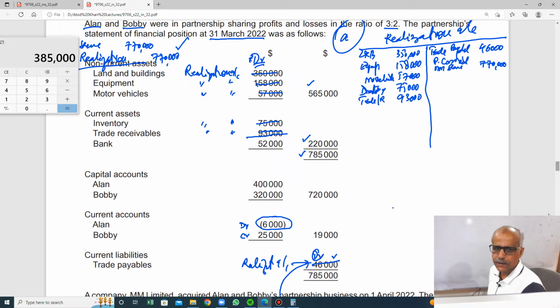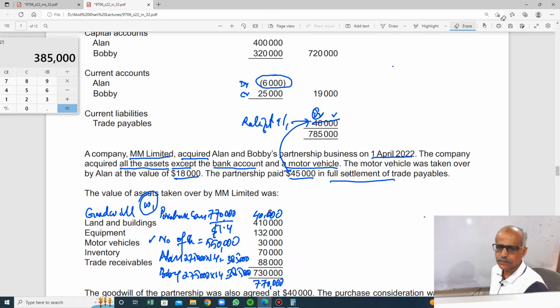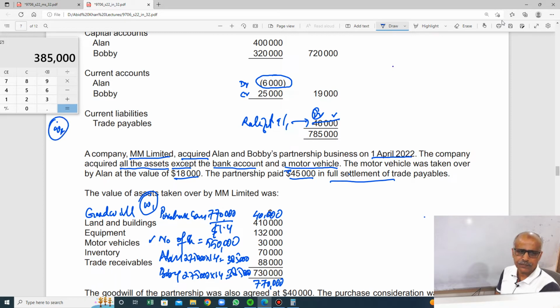And what the Alan is taking this vehicle, motor vehicle. The company acquired all the assets except the bank account and motor vehicle. The motor vehicle was taken over by Alan at a value of 18,000. So what the entry, we are not supposed to make entry, but this is some sort of a working. How this will be, Alan capital you will debit, because he is not giving you money, so you will debit his capital 18,000, and 18,000, because now vehicle is not there, you have to write it off from your book, you have closed it down, and you have taken motor vehicle to the realization.